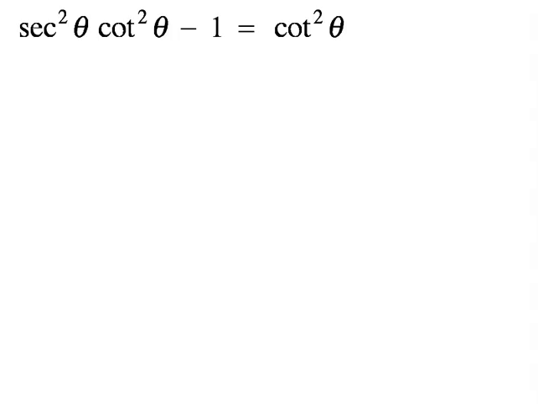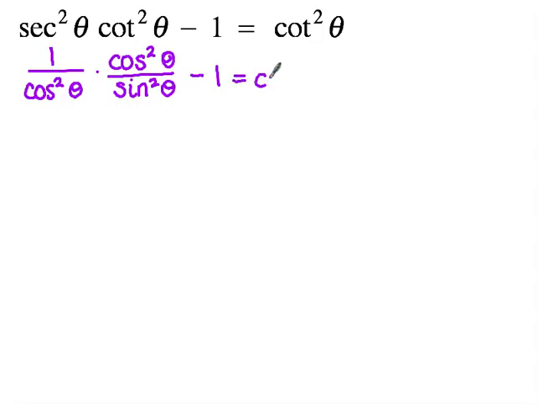So I know that secant squared is 1 over cosine squared. Good. So 1 over cosine squared theta. I already know that cotangent squared from the problem before is cosine squared over sine squared. And that's going to equal cotangent squared theta.